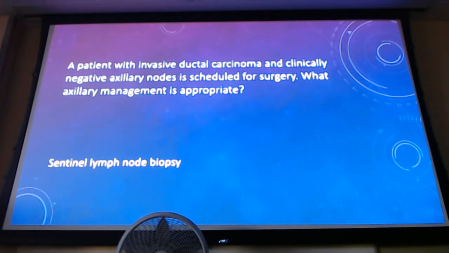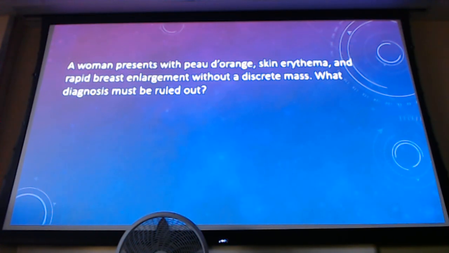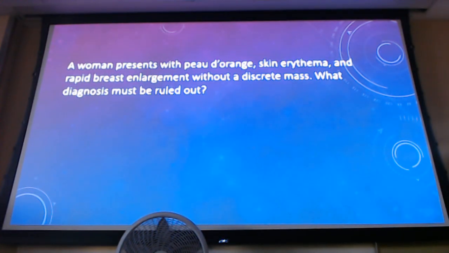So we give them that dye, that radioactive uptake. We find that first node, we send that to pathology. If pathology is negative, what do we do? If the first node is negative, then the rest are negative, right? If it's not in that first lymph node, it's going to be negative, so we don't do any more dissection. What if that first node is positive? Take them all. Good. A woman presents with peau d'orange skin, erythema and rapid breast enlargement without a discrete mass.